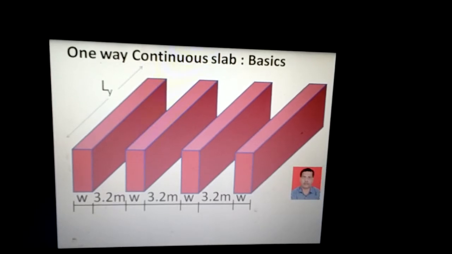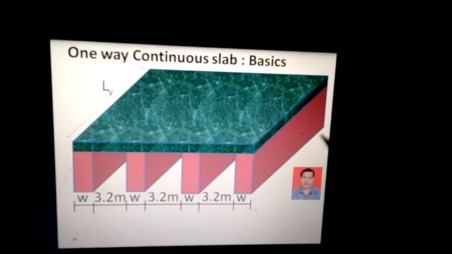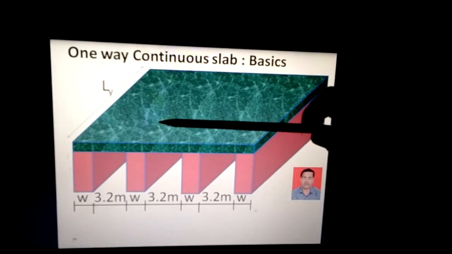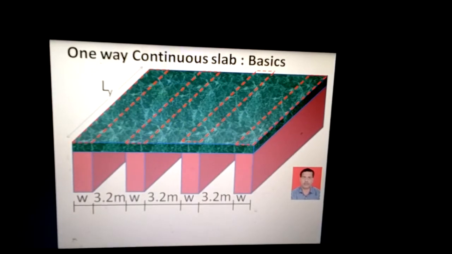As far as the supports are concerned, you might have learned that there are several supports in a one-way continuous slab. So these supports have to be covered by a big slab. This is a one-way continuous slab because this slab is going to provide the rooftop to the supports. And if we visualize the supports on the surface of the slab from the top, then you can see that the dashed line shows the position of the supports below the slab.